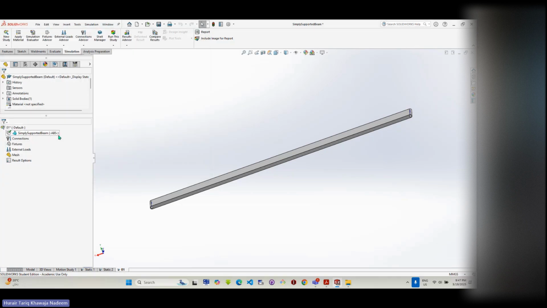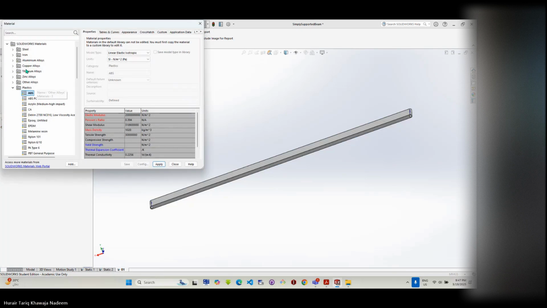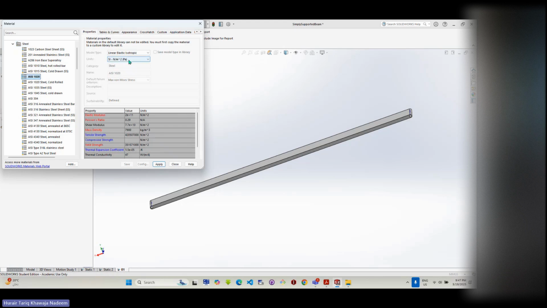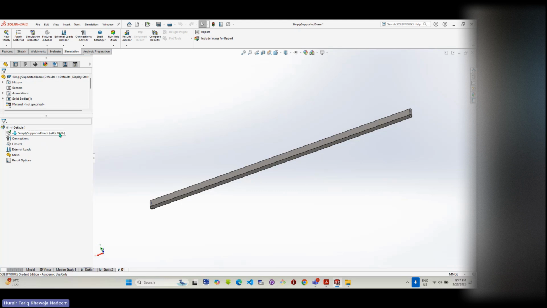Okay. So when you come over here, this is ABS right now. Let's see why it's not applied. I'm going to come over here, select this, select this SI, apply and close. So you will see that AISI 1020 is over here. Is that okay?